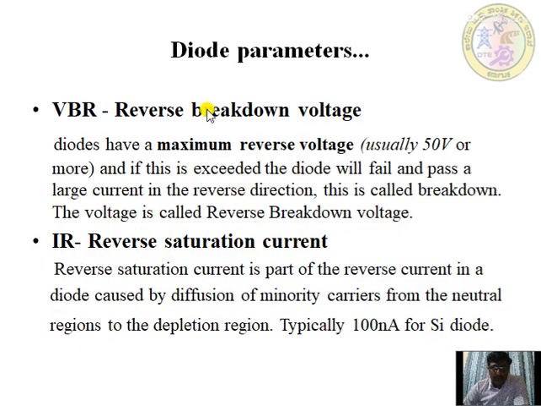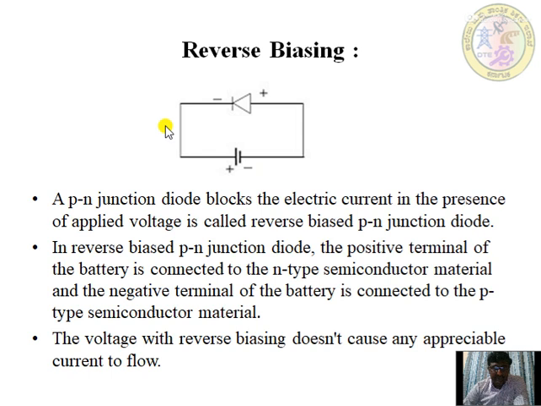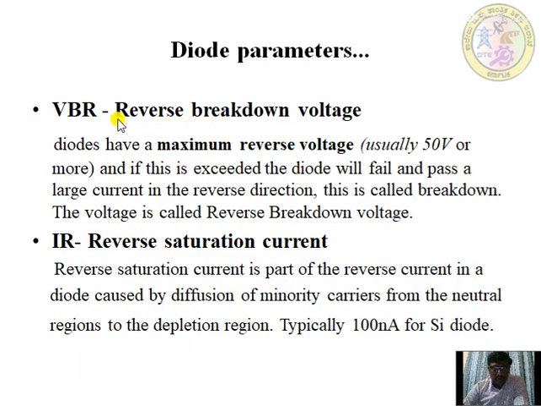Okay, so for reverse bias also we will be having the diode parameters. First, the breakdown voltage. Normally in reverse bias there is always a breakdown voltage, represented as VBR, the maximum reverse voltage, usually 50 volts or more. Every diode has its own data sheet, and if this is exceeded, the diode will fail and pass a large current in the reverse direction. This is called the breakdown voltage or the reverse breakdown voltage.